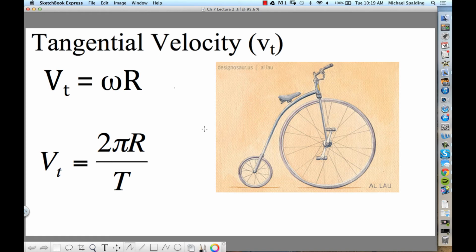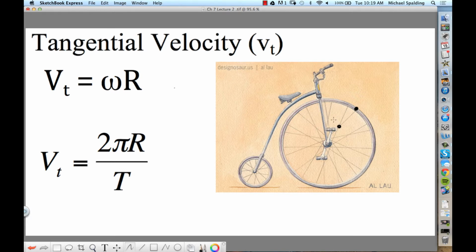Okay, so we're going to pick up from yesterday with tangential velocity. I have this diagram here of this odd bicycle, big front wheel, small back wheel. Now let's look at 2 points on this bicycle wheel. So let's look at a point right here and then a point right here. Now if this bicycle is in motion, these 2 points will have the same angular velocity.